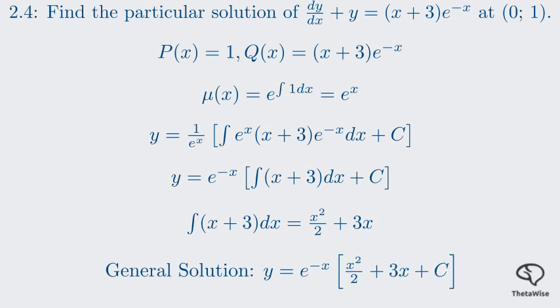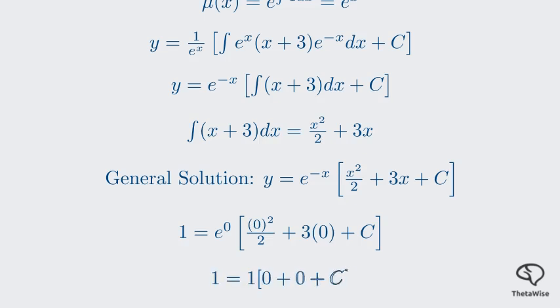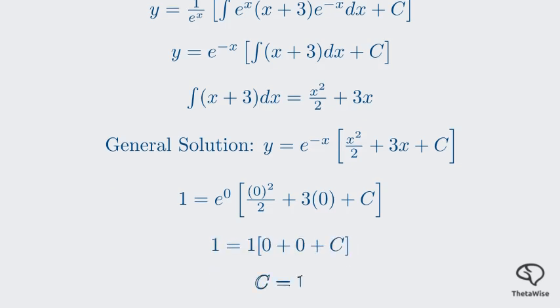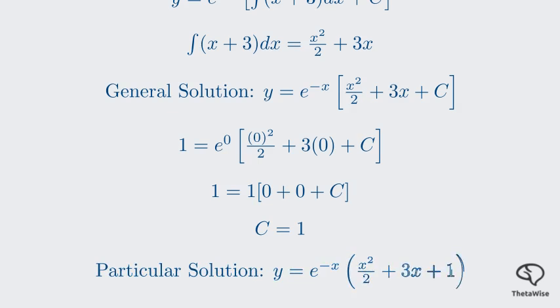Now we use the initial condition x equals 0 and y equals 1 to find c. 1 equals e to the 0 times the quantity 0 squared over 2 plus 3 times 0 plus c. e to the 0 is 1. The terms in the parentheses are all 0 except for c. So we have 1 equals c. Substituting c equals 1 back into our general solution gives the particular solution. y equals e to the negative x times the quantity x squared over 2 plus 3x plus 1. Notice the constant of integration c is what allows us to tune the solution to pass through any given point. Once we find that c, we have a unique curve.